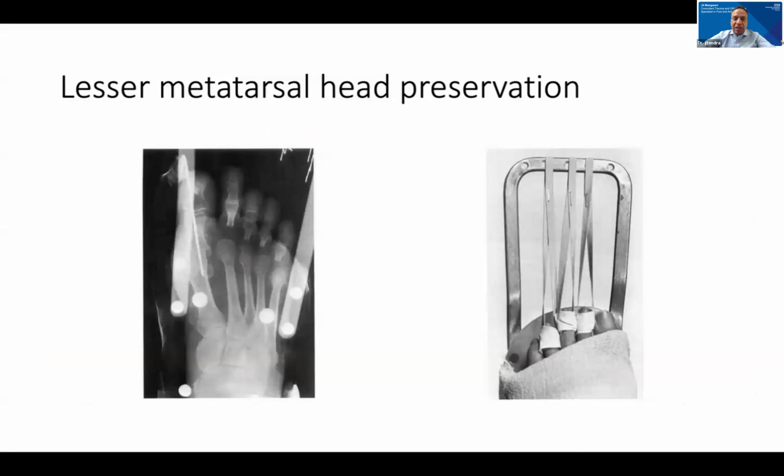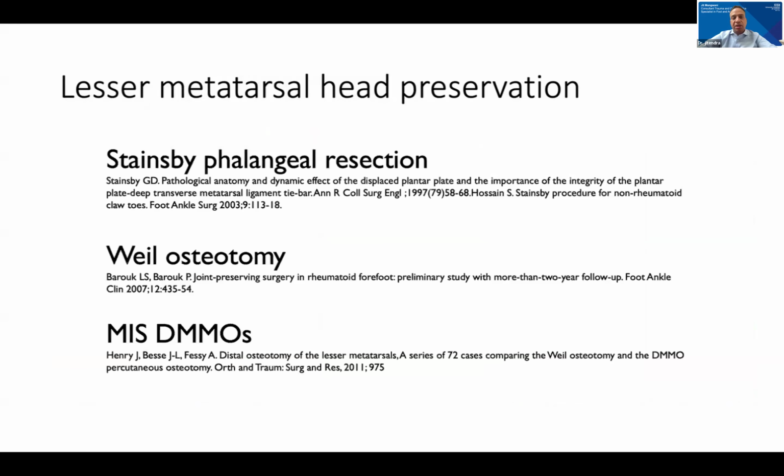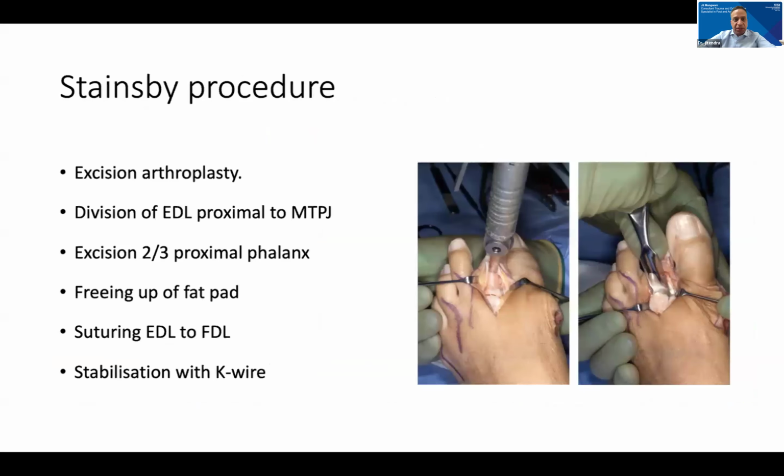The emphasis now is on lesser metatarsal head preservation, and there are loads and loads of ways to do it. Stainsby being one of the common operations in the UK. You can do Weil osteotomy if the joint surfaces are pretty good, or use minimally invasive distal metatarsal osteotomies.